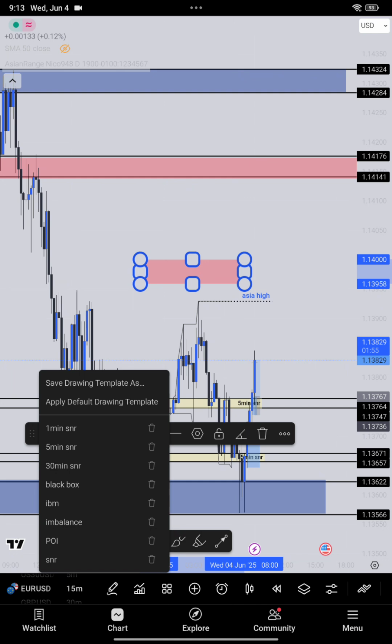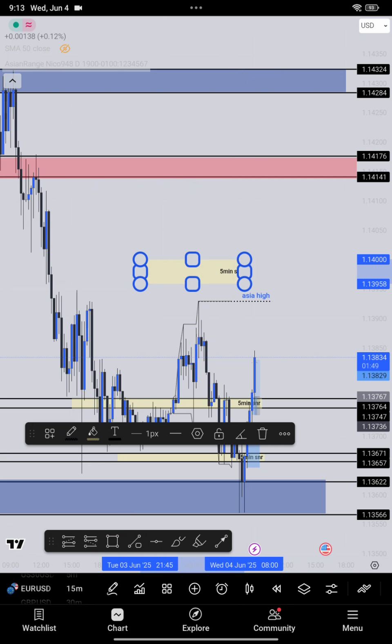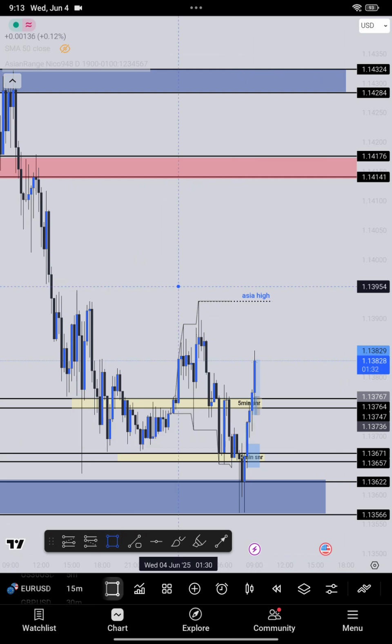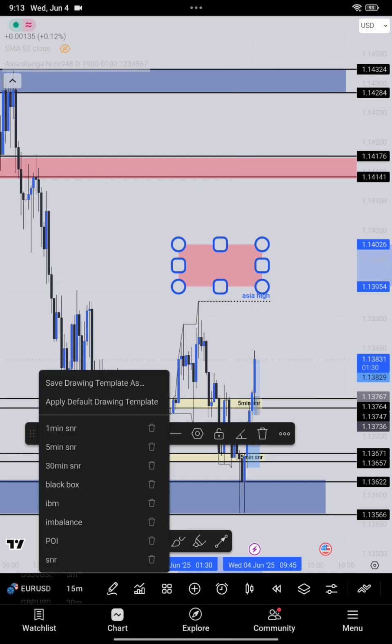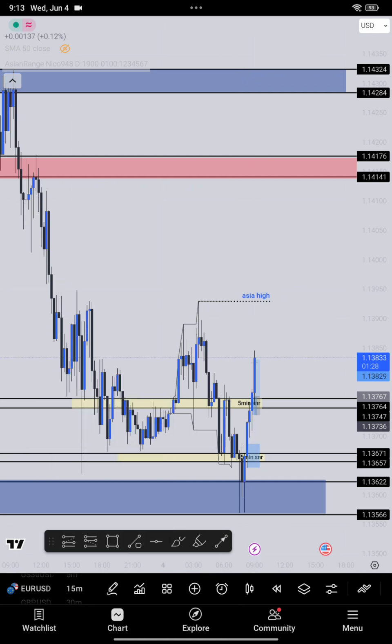The 5-minute, we can use the 5-minute SNR rectangle. It's yellow. We can use this for zones that we identify on the 3-minute and on the 5-minute, right? Nothing beyond that. The 30-minute zone, we can use it on the 15-minute time frame and the 30-minute time frame, right? The normal standard SNR, this is the purple one. We only use this on the 1 hour time frame, right?